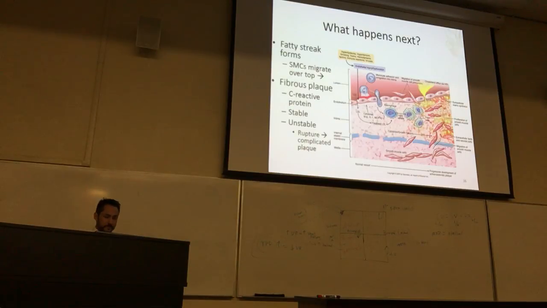Now, in that fibrous plaque is a population of C-reactive protein. This is normally found in the blood. It elevates in response to inflammation. And so the other thing that happens within this plaque is you get this collection of C-reactive protein that gets stuck there. And this C-reactive protein can increase the recruitment of macrophages into the area.